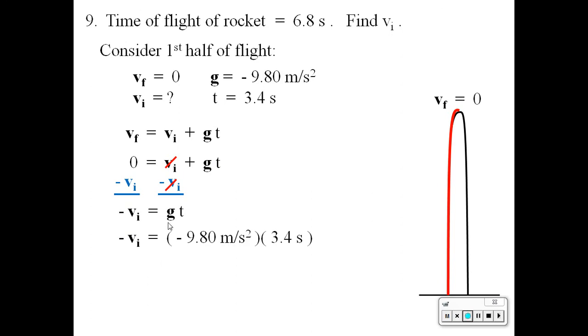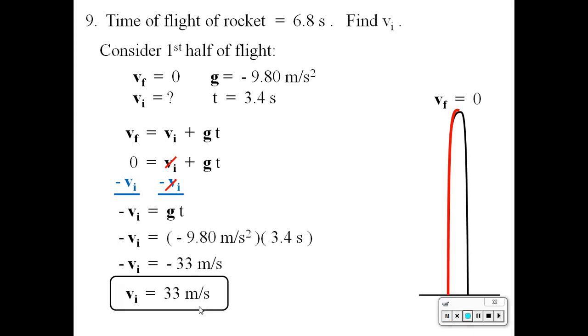Go ahead and plug in your numbers now for g and for t. And you'll get negative 33 meters per second. The seconds and one of the seconds down there cancel, leaving meters per second. And multiply each side by negative 1, and you'll get v sub I is equal to 33 meters per second.